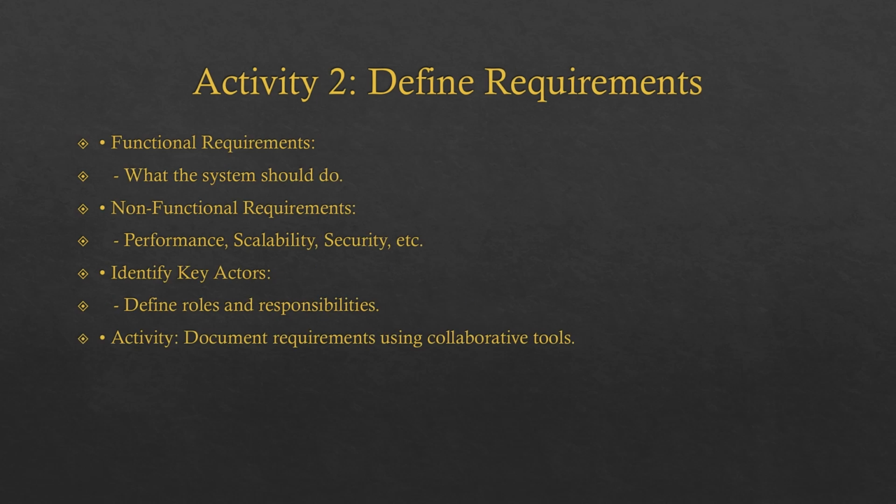Next, we will define the system's requirements. This includes functional requirements, which specify what our system should do, and non-functional requirements, which outline performance, scalability, security, and other quality attributes. We will also need to identify the key actors, those who will interact with the system, and define their roles and responsibilities. We use collaborative tools to document our findings.